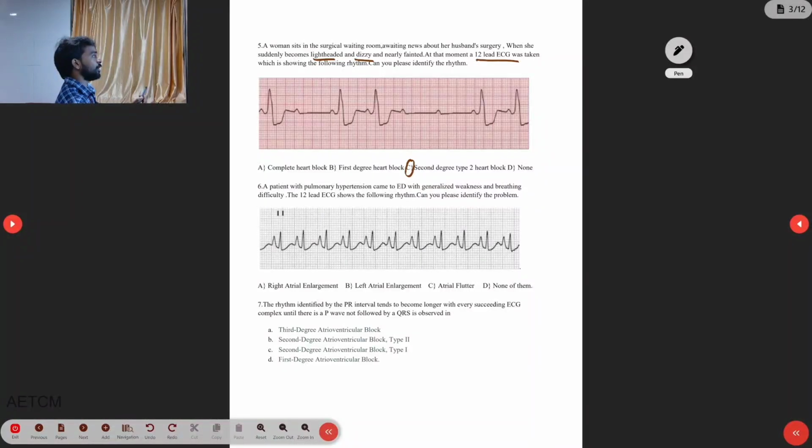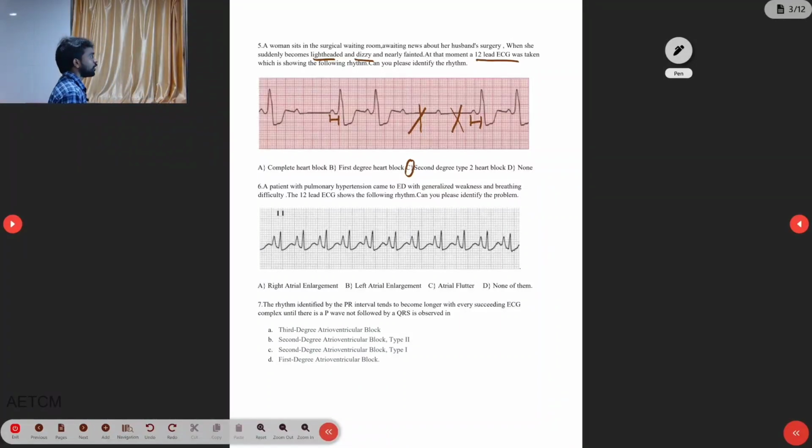So you will see why. In the second degree type 2 heart block, if you see the distance of the PR interval, that is the starting of this P wave to the starting of this QRS complex, it will be fixed. So the PR interval duration will be fixed, followed by the drop of 1 or 2 QRS complexes. Here you can see there is no QRS complex, here also there is no QRS complex. So that's why this is second degree type 2 heart block, which is also called Mobitz type 2 heart block. So the answer for this one is C, second degree type 2 heart block.